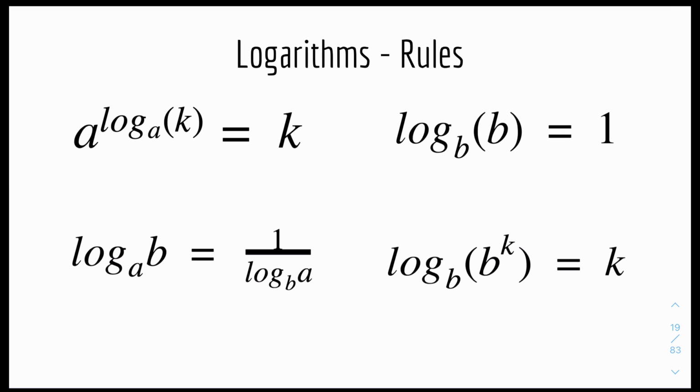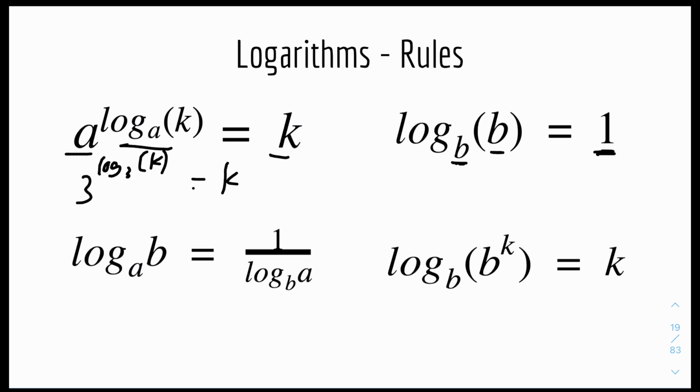And then here we have more rules for logarithms. We have, let's say, a to the power of log base a, k, which will just equal k. So it could be 3 to the power of log base 3, k equals k. And then we have number 2, log base b, b will be equal to 1, because b to the power of 1 is equal to itself, so it will equal b. So if the base and the bracket are equal to the same number, they will equal 1.